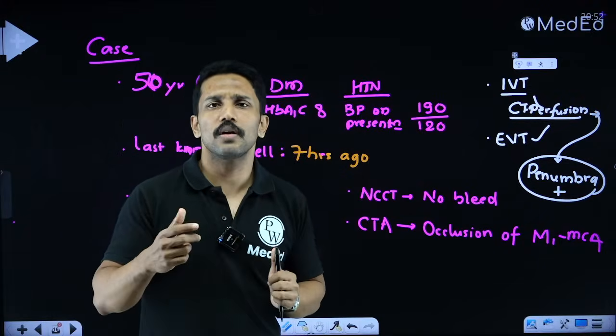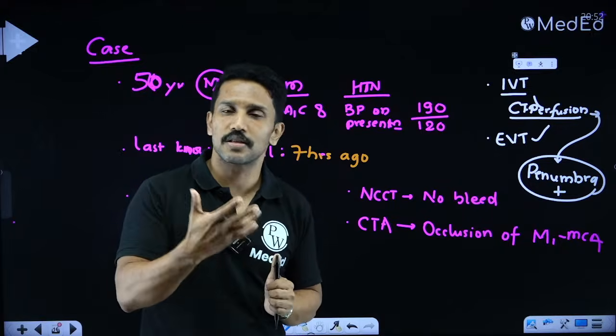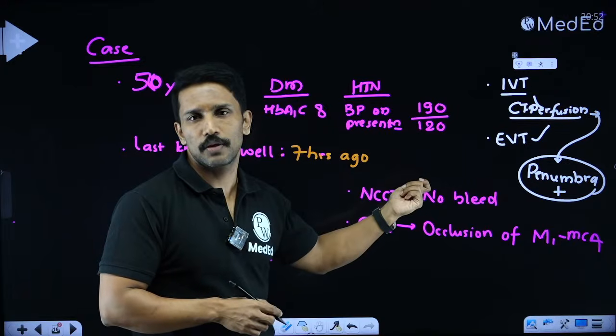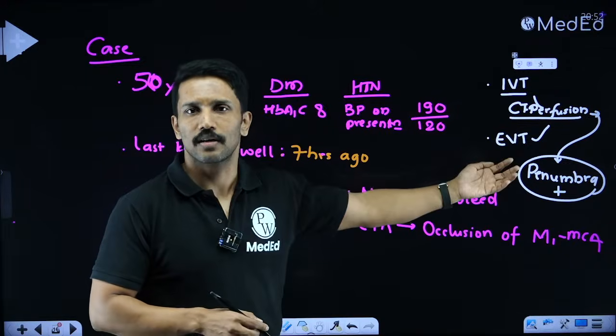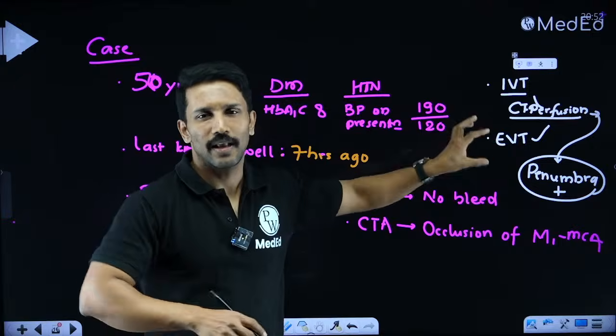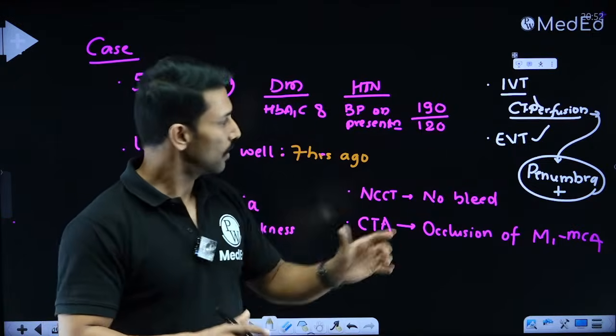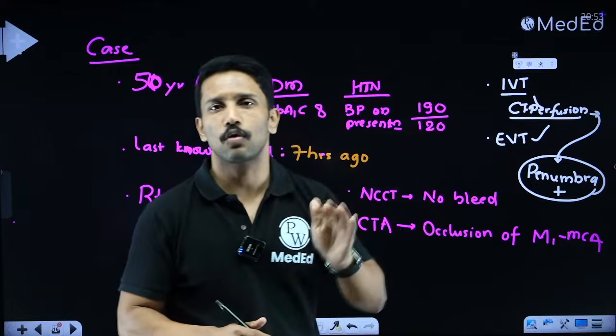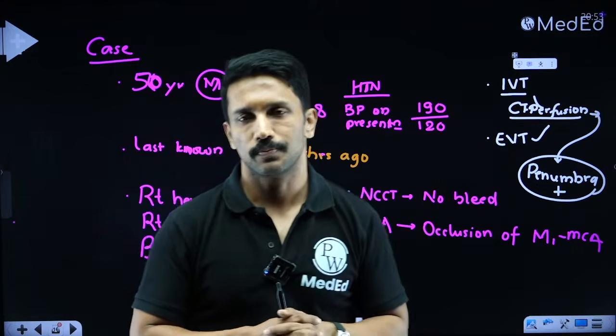For quick lowering, we usually use something that can be administered as IV, right? So I can give IV labetalol, bring the BP to less than 185 by 110, and then start giving the thrombolytic agents. And as soon as the EVT team is ready, either during the thrombolysis or soon after completing the thrombolysis, we can go ahead with EVT.